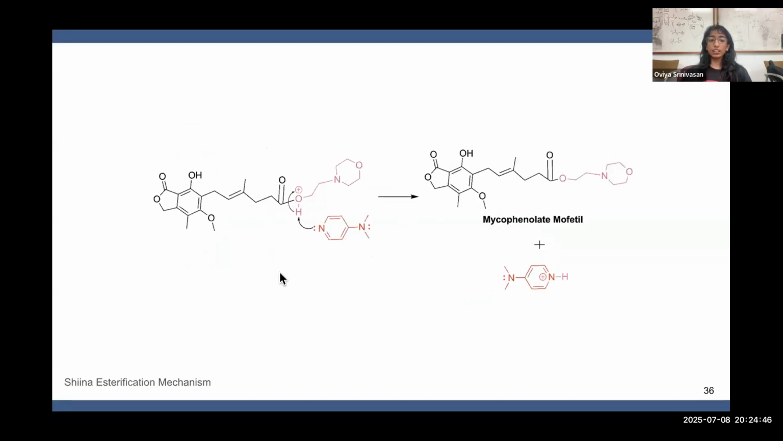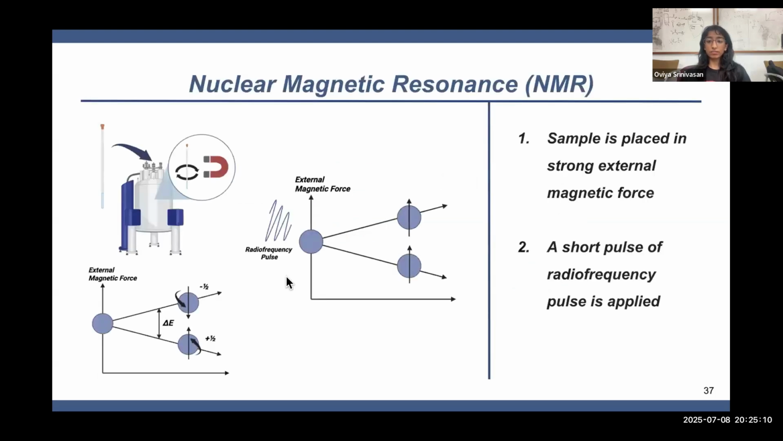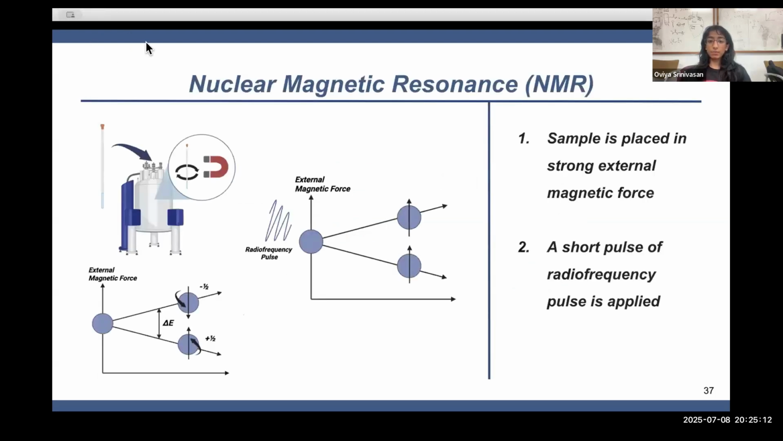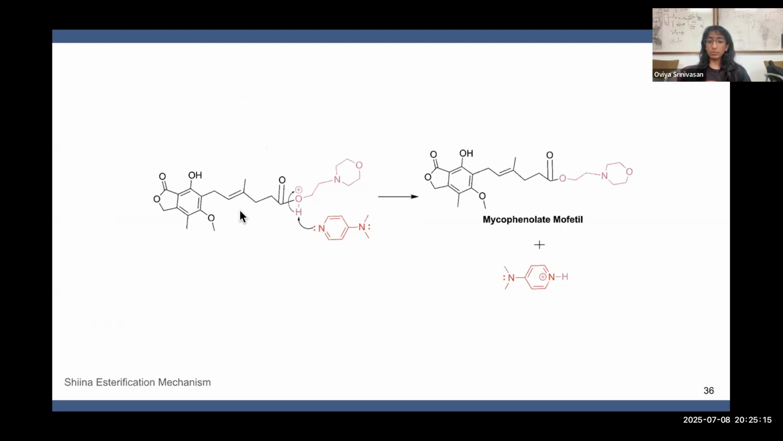The collapse forms another 2-methyl-6-nitrobenzoate carboxylate ion and an acylated DMAP. Then our ester tail, 4-(2-hydroxyethyl)morpholine, reacts. The lone pair on the oxygen attacks the carbon attached to the acylated DMAP. This forms another tetrahedral intermediate, which collapses and kicks off DMAP. DMAP then takes the proton from the intermediate, leaving us with our desired product, mycophenolate mofetil, and protonated DMAP.